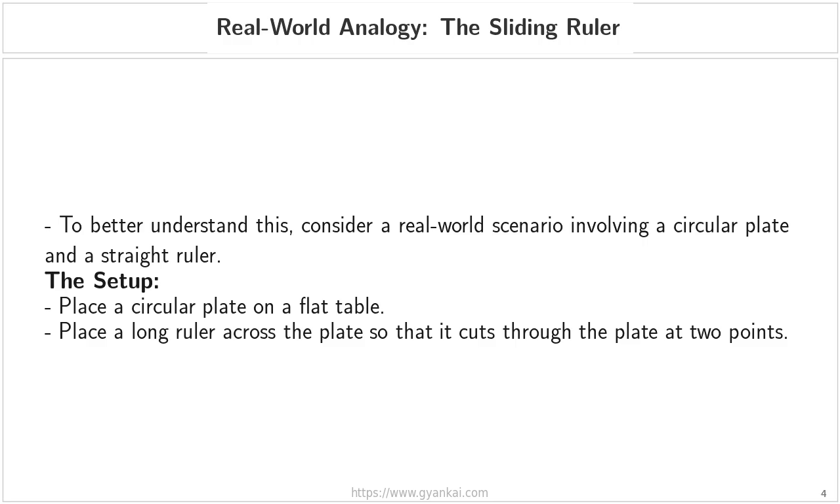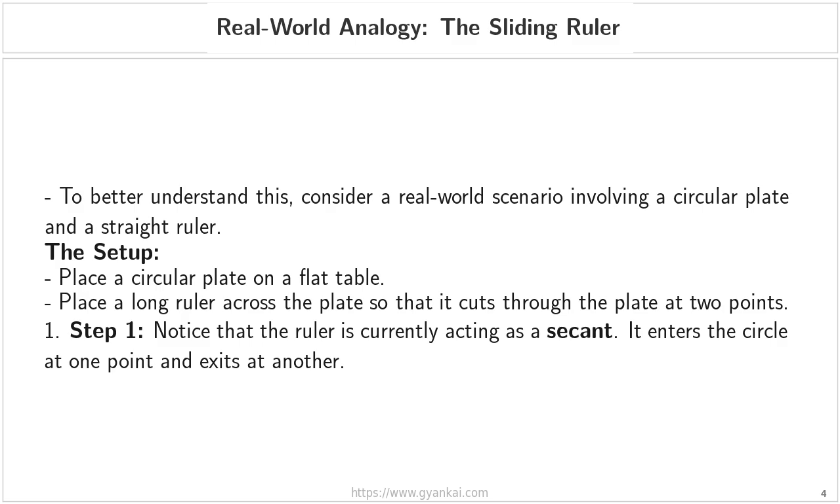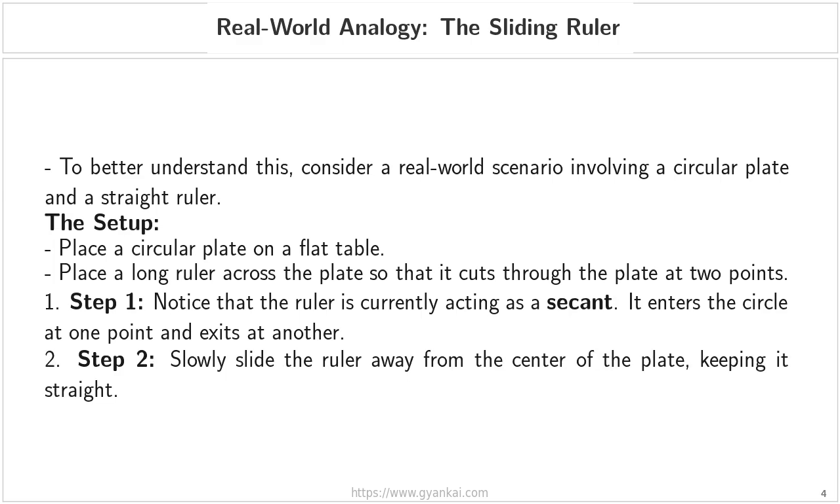This is our setup. First, take that ruler and lay it across the plate so that it actually cuts through the middle of the plate, crossing over the edge at 2 different spots. If you look closely at this position, you'll notice that the ruler is currently acting exactly like the secant line we defined earlier. It enters the circle at one point and exits at another. Now, here is where the magic happens.